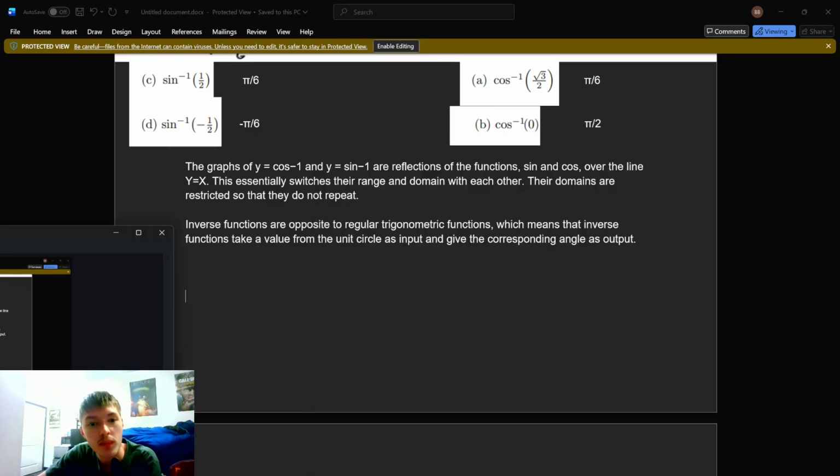They can be interpreted geometrically by using the unit circle and by checking the angles that are outputted.